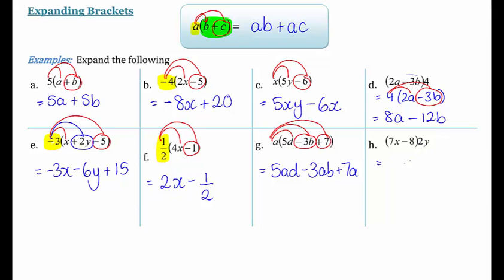Last one, again, they've put it at the end to try and confuse you. So let's just rewrite it. So we have 2y times 7x. Look at our numbers. 2 times 7 is 14. And then we just write the xy. 2y times negative 8x, times our numbers. Well, first of all, positive times a negative is a negative. 2 times 8 is 16. And we write the y.